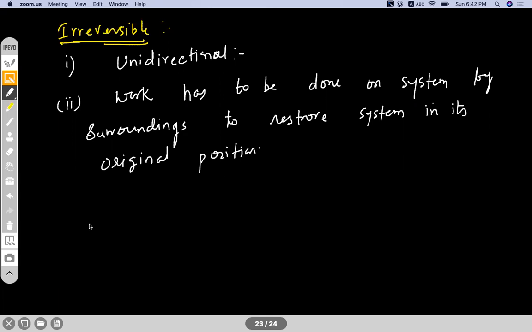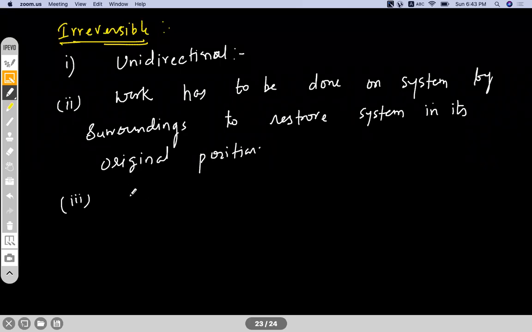So that's what you see. In a fast process there will be exchange of energy with the surroundings. When the process is extremely slow, exchange of energy with the surroundings is not possible. That is also a very important point.